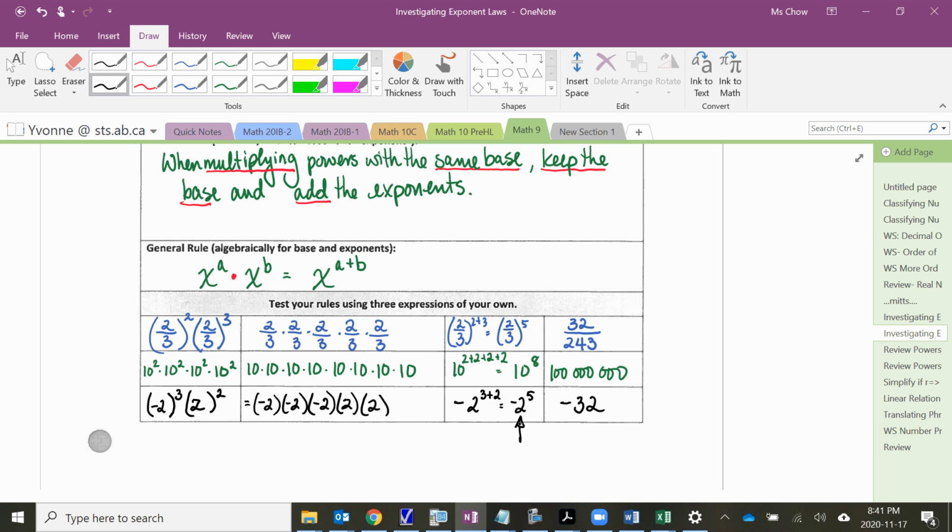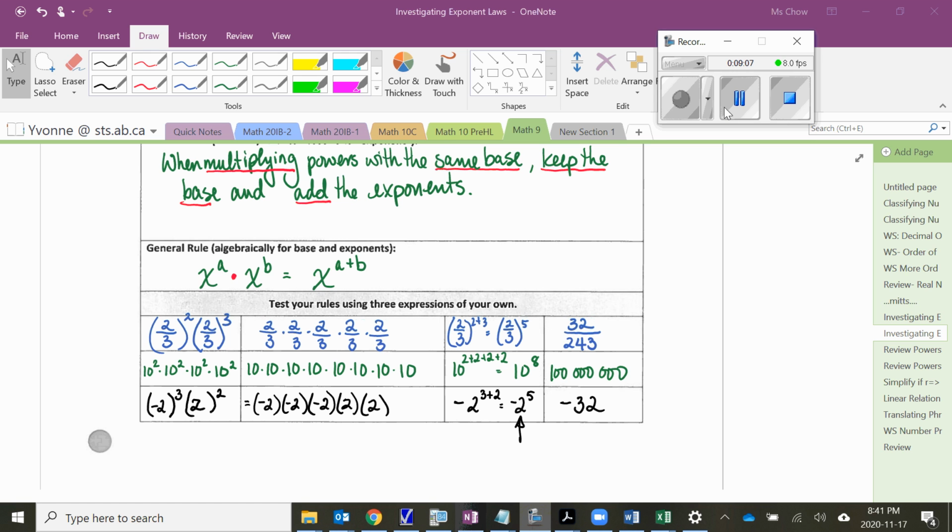And so that is product of powers. And so we'll have you do the same thing for a couple of the other exponent laws. And so I'll just stop this one right here and go on to the next one.